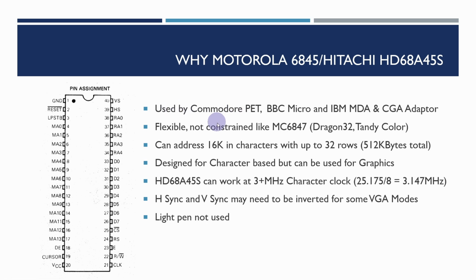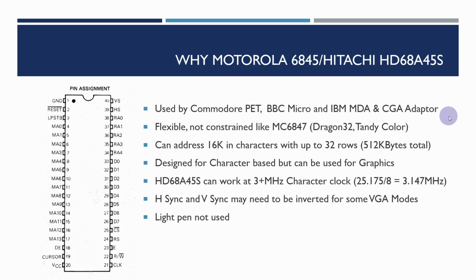The 6845 is used by quite a lot of computers. Some of the later Commodore PETs used it, the BBC Micro used it, and also the monochrome display adapter and the color graphics adapter used the 6845. There was another similar chip in the Dragon 32 and Tandy Color computers, the 6847. This had a lot more built into it, but it wasn't quite as flexible, and I think this is one of the reasons why some of these computers weren't as popular, because the graphics weren't as flexible as these other ones.